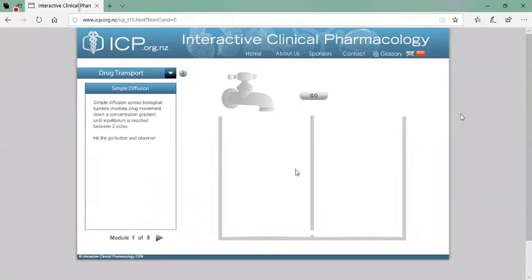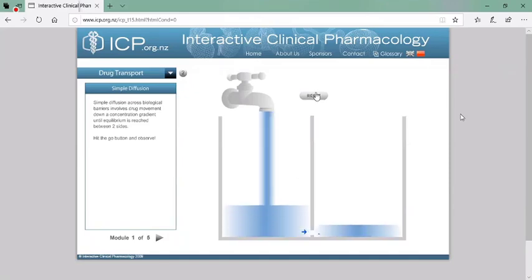What is the criteria for simple diffusion? What is the driving force? Concentration gradient, from high concentration to low concentration. And how long is it going to continue? Until equilibrium is achieved. Very good. So all the answers you're going to get here.